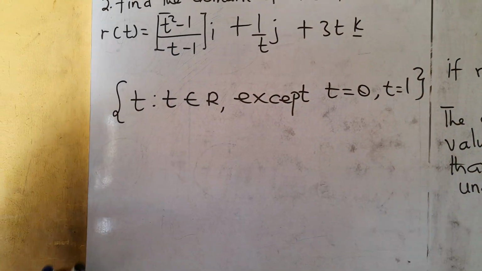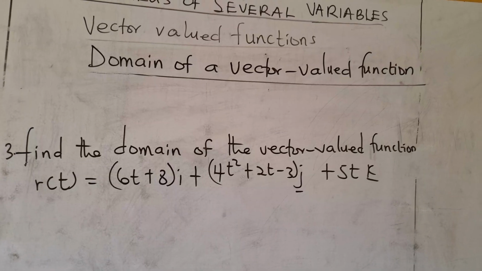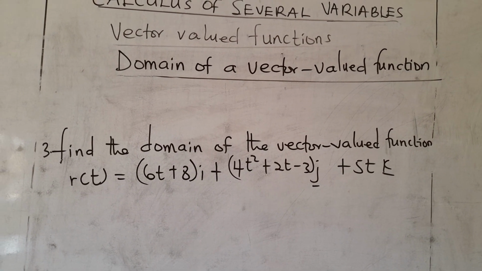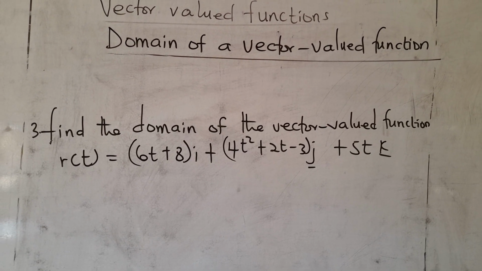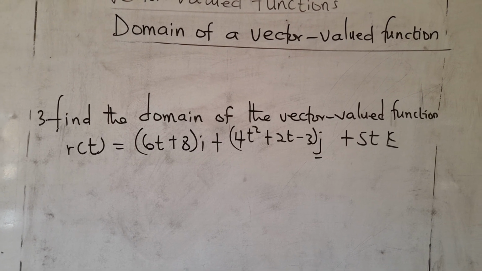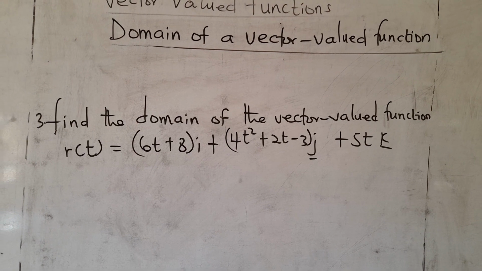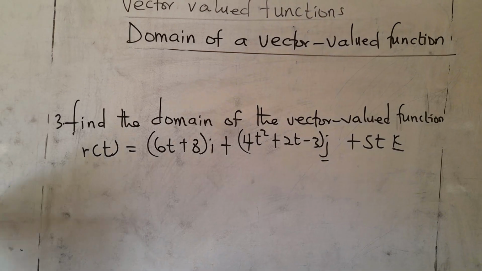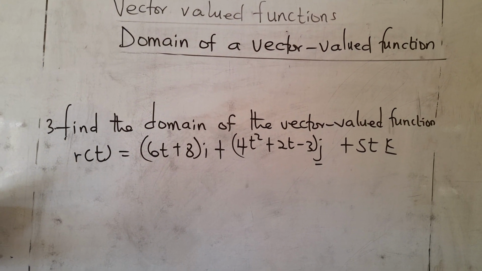We'll solve one more example on this so that we'll be abreast with the concept. So we'll solve our last question on the domain of vector valued function. It says find the domain of the vector valued function r of t equal to 6t plus 8 in the direction of i plus 4t squared plus 2t minus 3 all in the direction of j plus 5t in the direction of k. So remember, we said we look for all possible values of t that will make any of the directions undefined. So look at this.